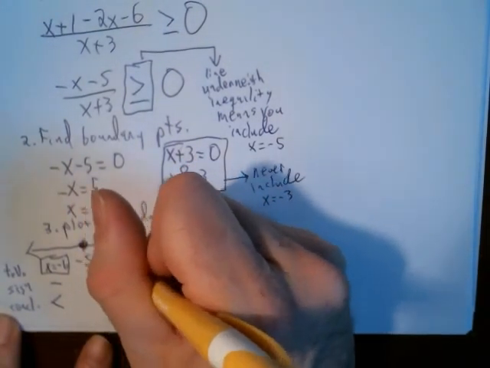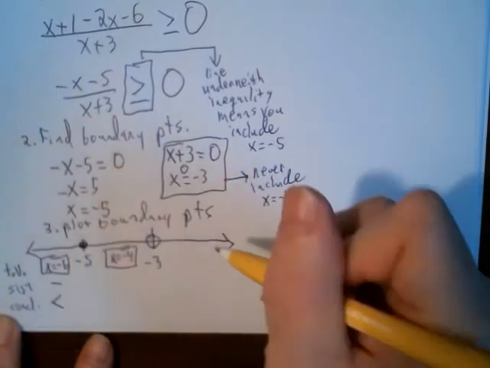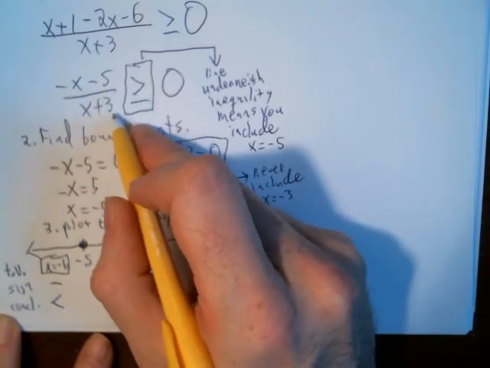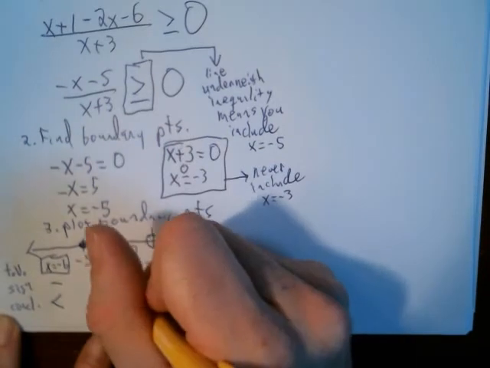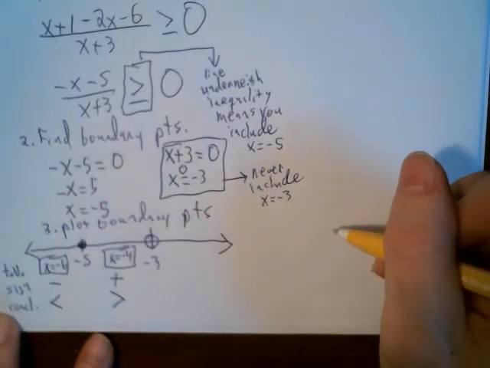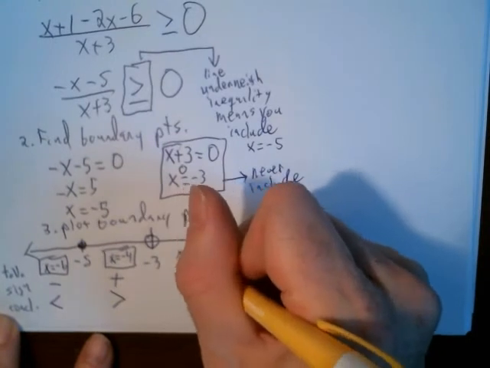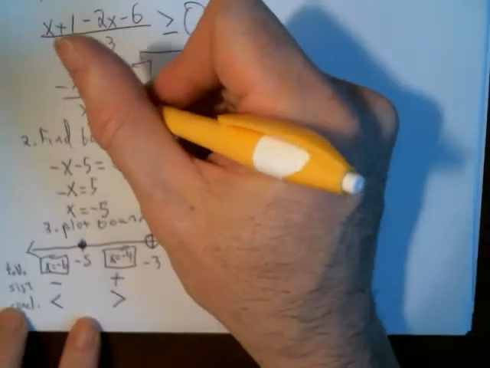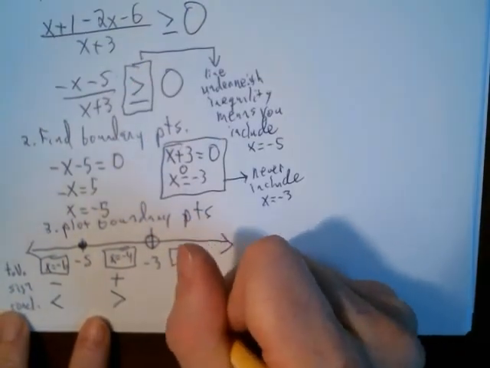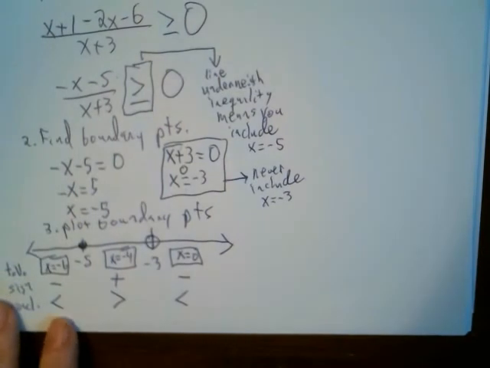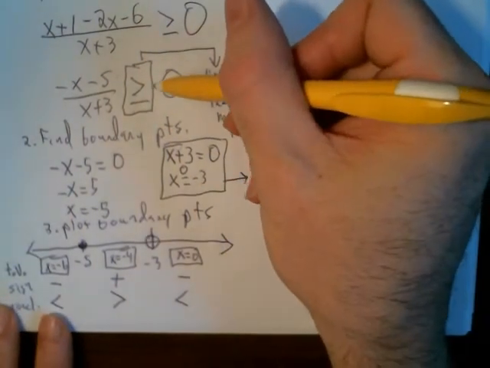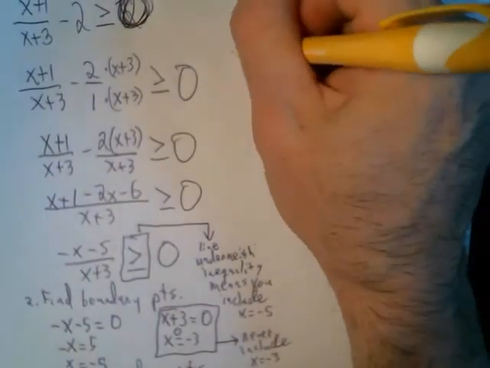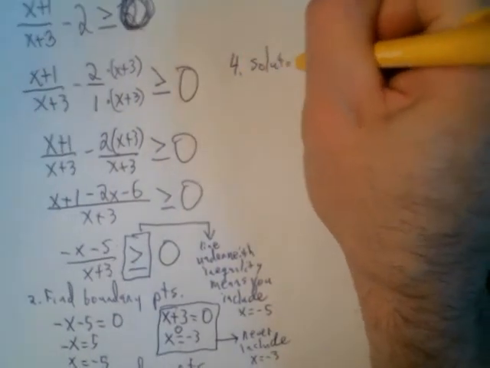In this interval, let's pick x is -4. I'm plugging into here, so -4 minus 5 is negative, -4 plus 3 is negative, negative divided by negative is positive. And then over here, let's try x is 0. So plug 0 in here, you get a negative over a positive, so that's negative, and that'll be less than. So the interval we want is the one that has the greater than symbol. That's this middle interval. Okay, so write up our solution in interval notation again.